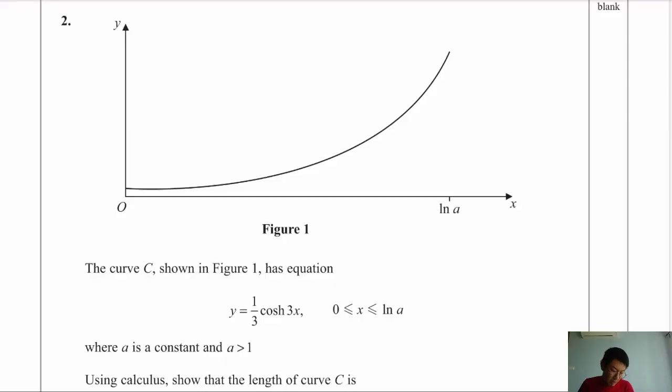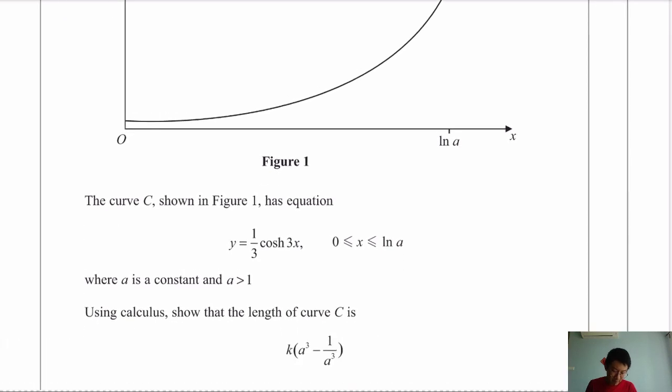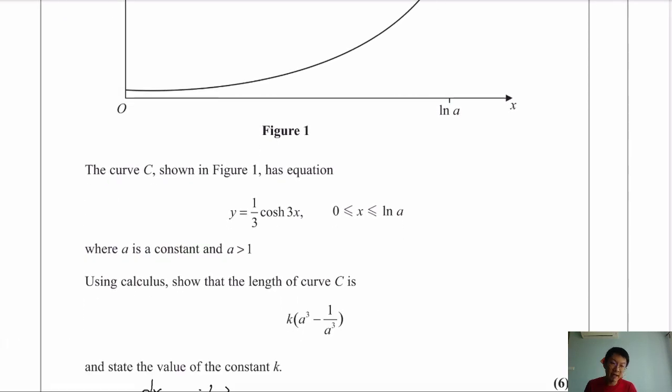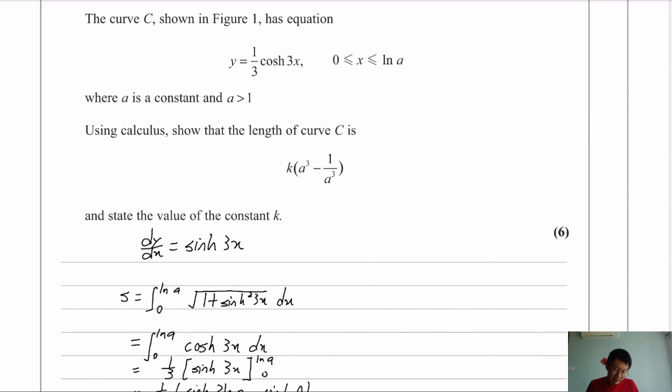Okay, next one. For the next one, we have y is equal to 1 over 3 cosh 3x. We need to find the length of this curve, which is given by this expression, and we are supposed to state the value for the k. Finding the length of curve, in this case we have y in terms of x for the equation, so we use the dy dx. So we find out the dy dx for this. We'll get a sinh 3x, not difficult to do.